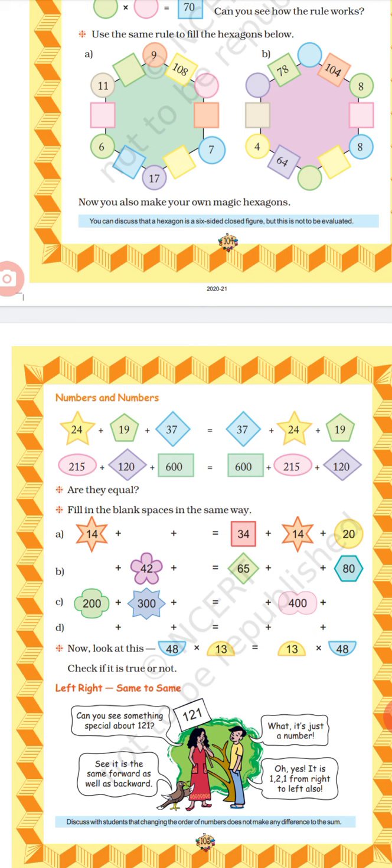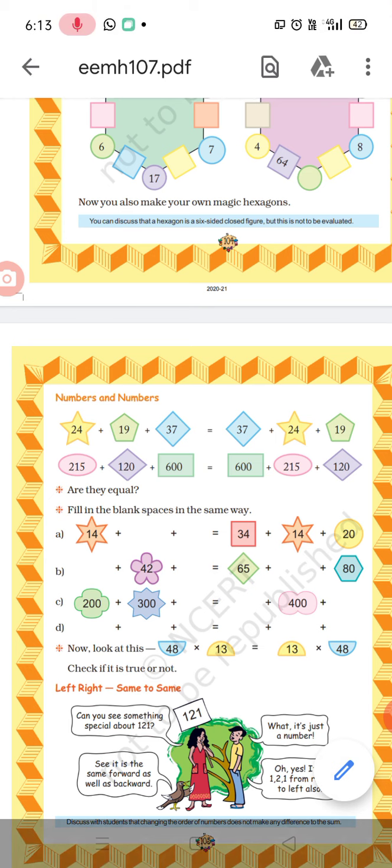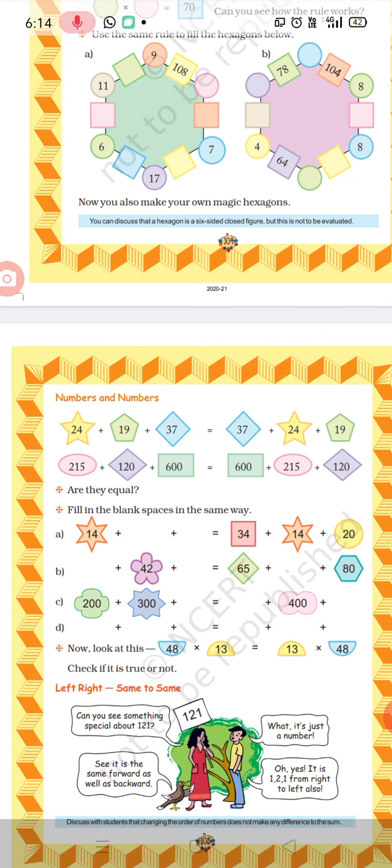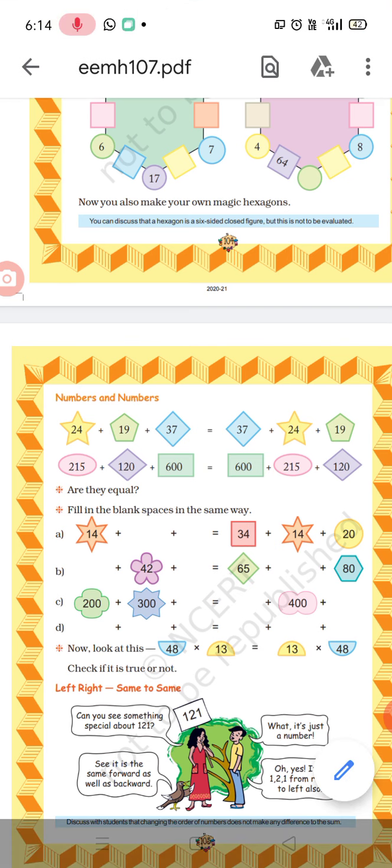It doesn't matter if you write 20 first and 34 afterwards, or else you write 34 first and 20 afterwards. That is your choice, because it makes no difference. Okay, now B, here you can see that I think in the rest of the ones you will be able to do it. So B, C, D you are going to do in homework, and after that the next, now look at this, 48 multiplied by 13 or 13 multiplied by 48. Do you think there is a difference?